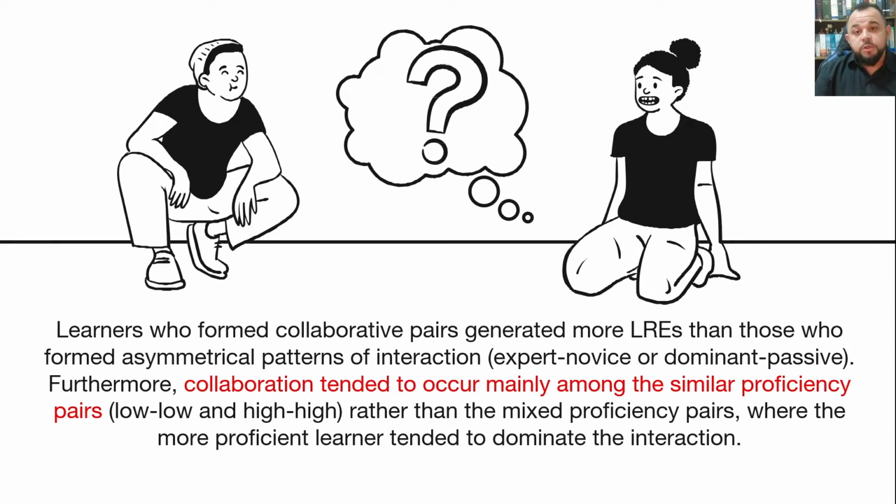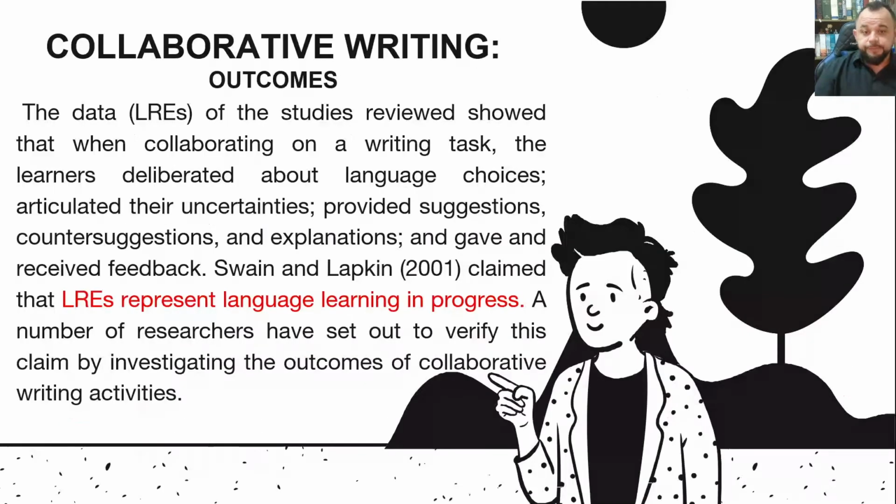Learners who formed collaborative pairs generated more LREs than those who formed asymmetrical patterns of interaction. Furthermore, collaboration tended to occur mainly among similar proficiency pairs rather than the mixed proficiency pairs, where the more proficient learner tended to dominate the interaction.